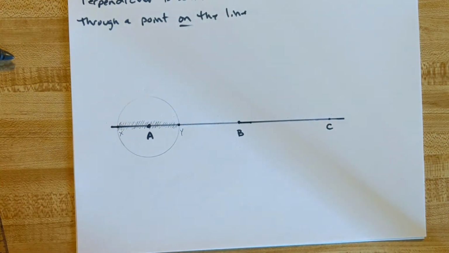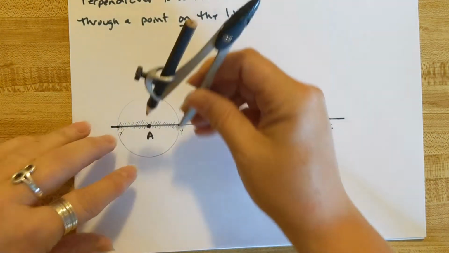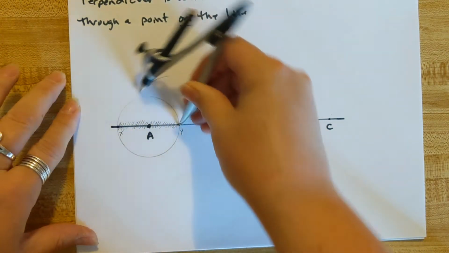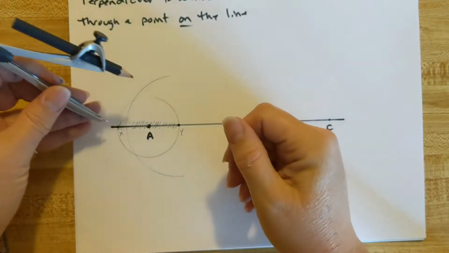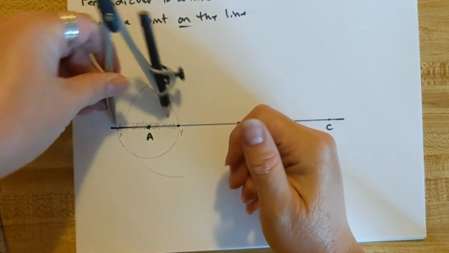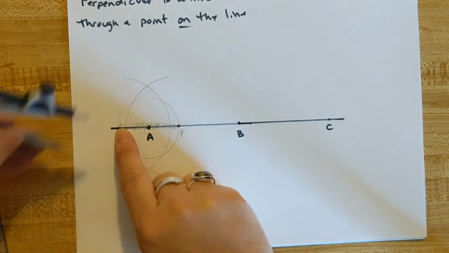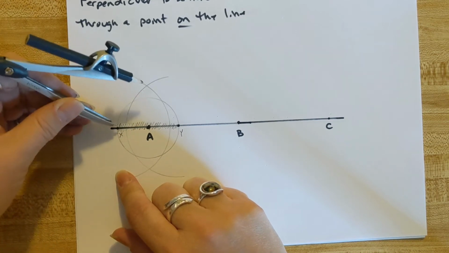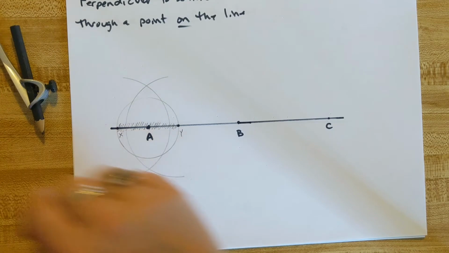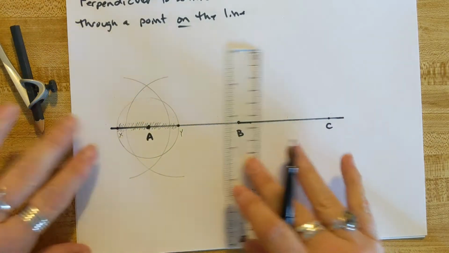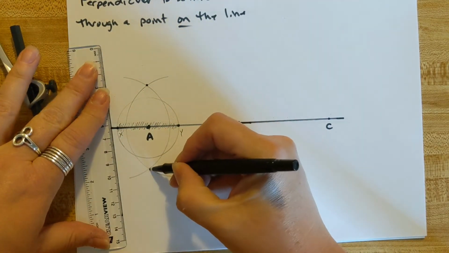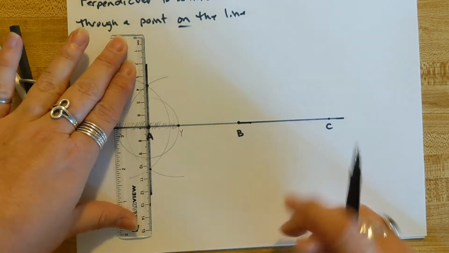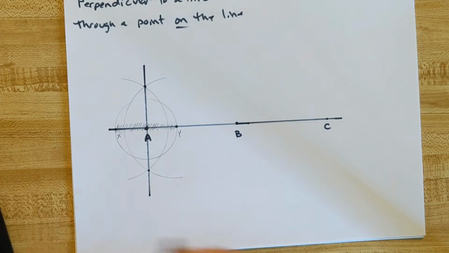If I do the perpendicular bisector to that segment, make sure this is set for obviously more than half. Do your circle. Do your other circle. Don't lose track of your points. Like I wouldn't want to put the tip of my compass here because I didn't make that point. It has to go right there. Find your points of intersection. Connect the dots.